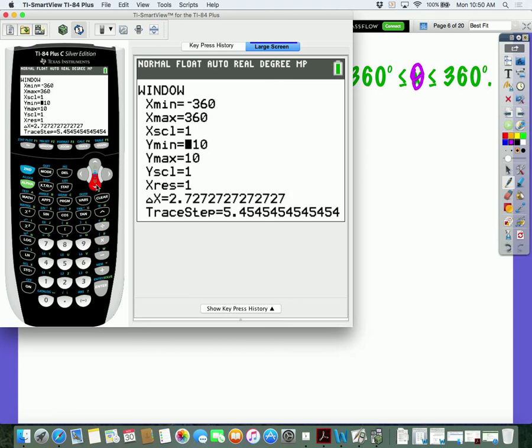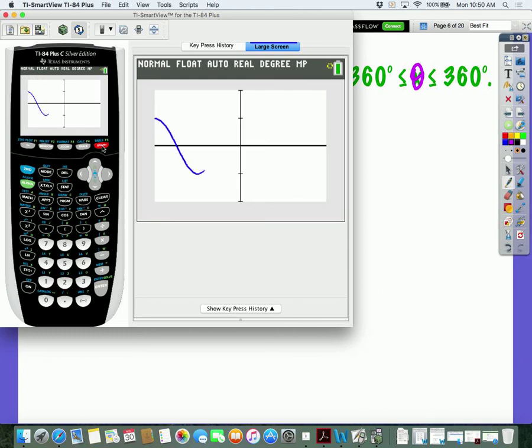Now 0.4 is a pretty small number, and right now my y-min is between negative 10 and positive 10. I don't need that much. So I'm going to make it just a little bit smaller, between negative 2 and positive 2. Because remember, the graph of cosine is bound between negative 1 and 1. So that way when I go to graph it, that blue represents my cosine of x curve, so cosine theta, that left side, and then y equals 0.4, there it is.